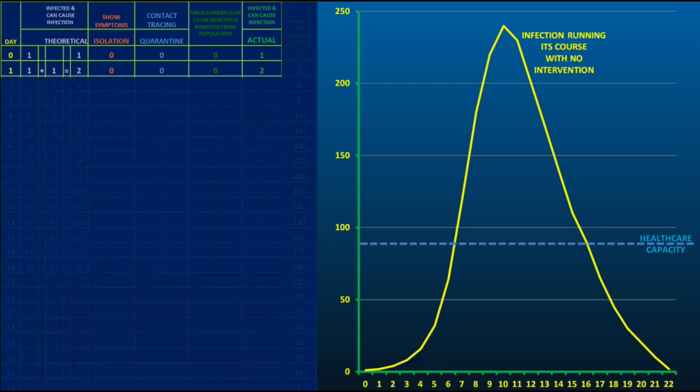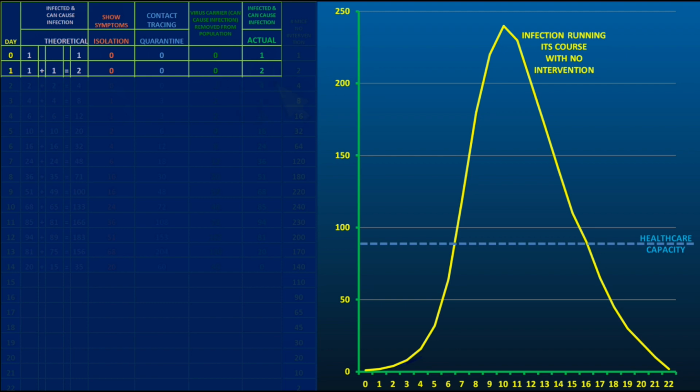On day 1, the first mouse manages to infect 1 more mouse by the end of the day, and thus there are now 2 mice that can spread the infection. No symptoms yet in either of the mice, and thus no isolation and no quarantine. And the next column records that no infected mice have been removed from the population.